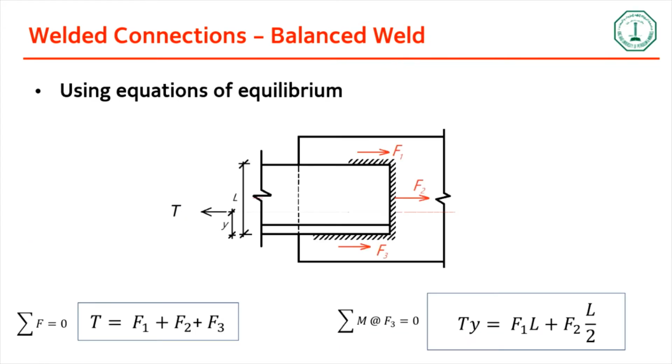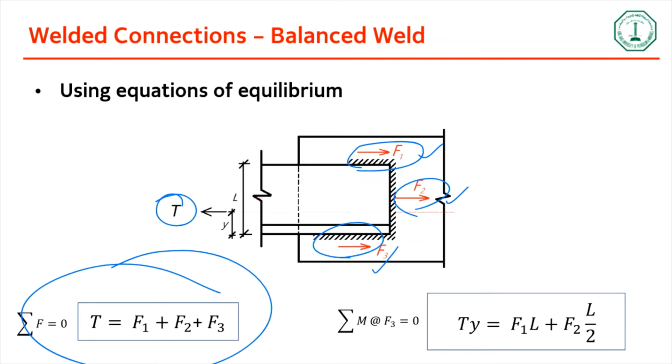For that, what we do is we use equilibrium. Suppose you have a total force of T, tension acting over here. This force is shared between these three forces. You have F1, F2, and F3. Now that gives you the first equation, summation of forces: total tension equals F1 plus F2 plus F3, where F1, F2, F3 are the contributions from each line of the weld.